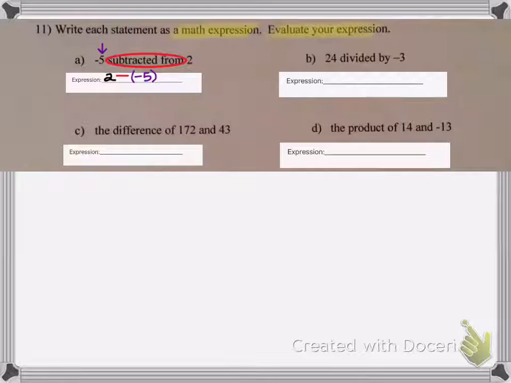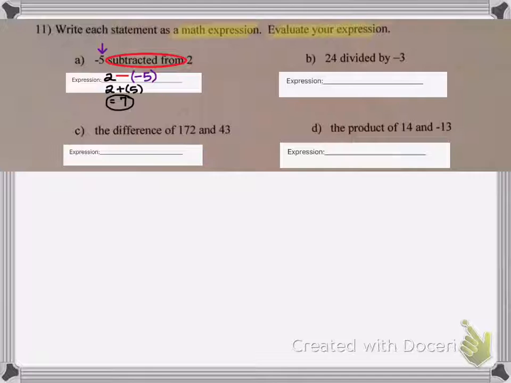So because the word from is there, it implies that we're actually starting with the number 2 and then we're subtracting a -5. Again, notice how there's one sign for the subtraction and then another for the negative. Now that I have my expression, I can start to evaluate it. 2 minus -5 is the same as the addition problem, 2 plus the opposite of -5. So subtraction turns to addition, and we take the opposite of -5. And 2 plus 5 becomes 7.